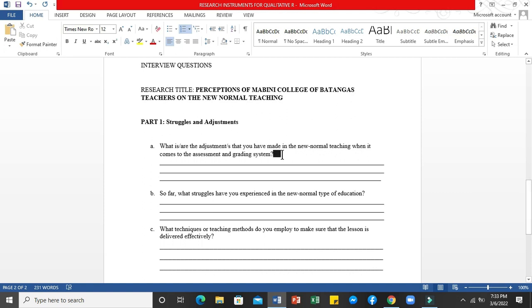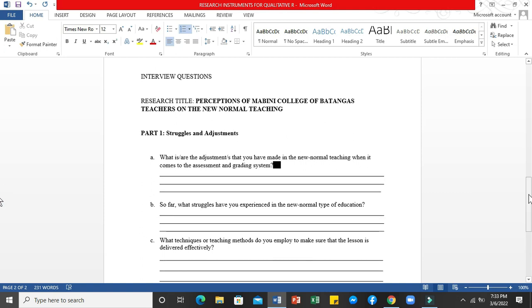Alright. And we have to remember that our questions should be SMART. Kailangan it's specific, measurable, attainable, relevant, and timely. So, kung sa tingin natin hindi general yung ating interview questions, pwede nating gawin pang specific. Halimbawa, kasi ang gusto nating malaman ay yung adjustments na ginawa ng teachers sa assessment and grading system, pwede nating ipagbukod yung questions na ito.